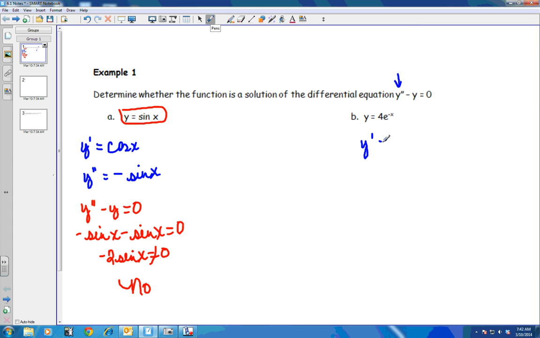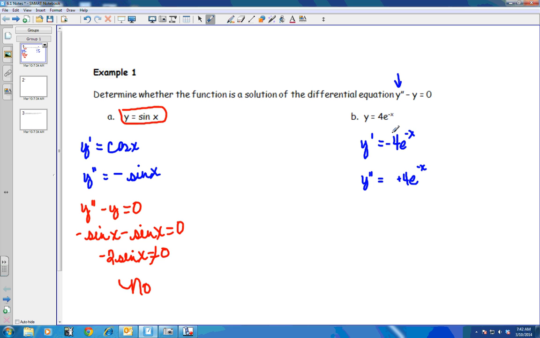So y prime equals. This is the function, just e to the negative x with the constant out in front. So I know I can keep that constant. The derivative of e to the u is e to the u times the derivative of u, so times negative 1. So I'm going to stick that negative out in front. So now I need to find the second derivative. Again, that constant will stay there. The derivative of e to the u is e to the u times the derivative of u. So now that's going to make that a positive 4e to the negative x.